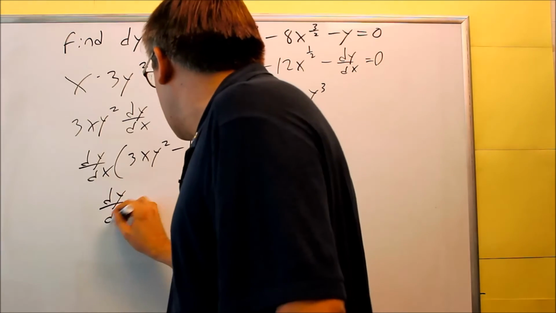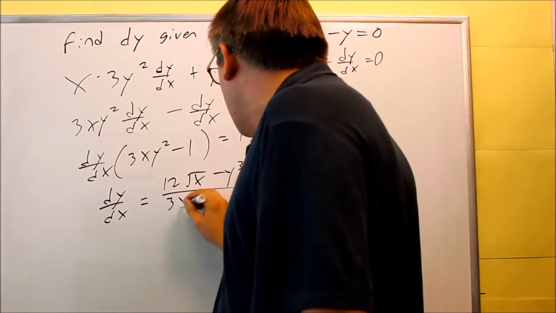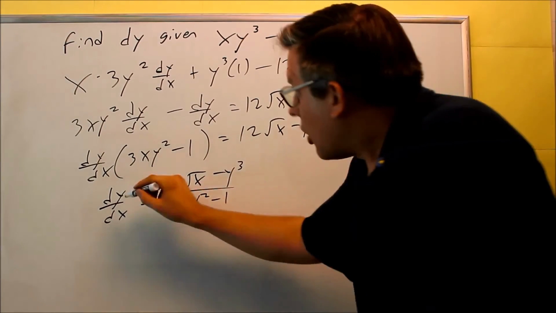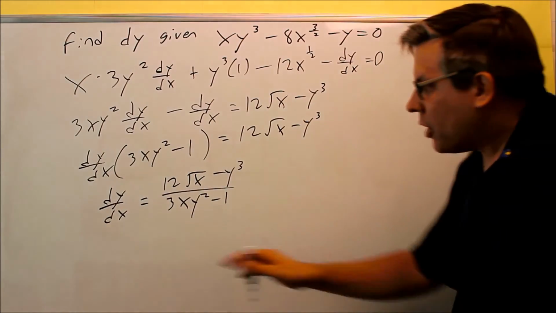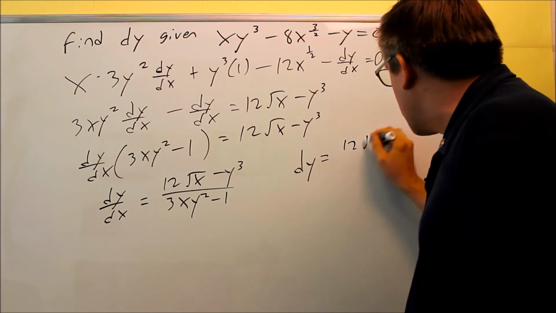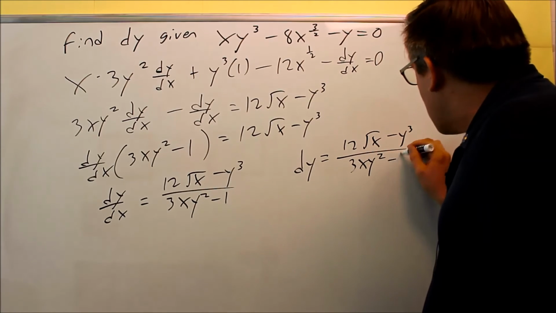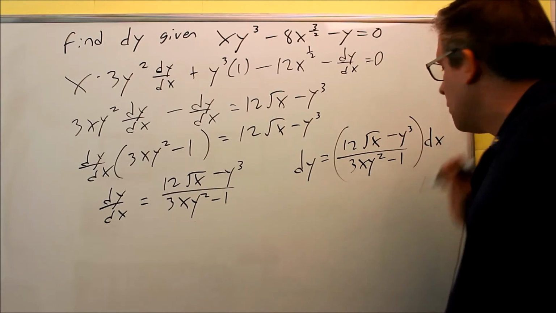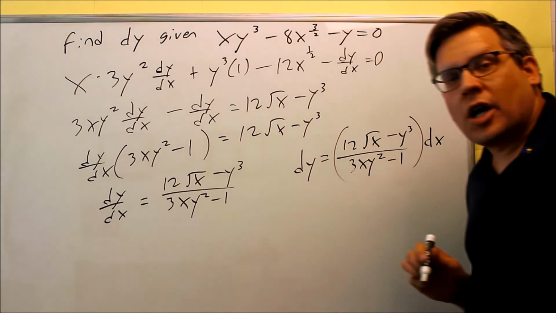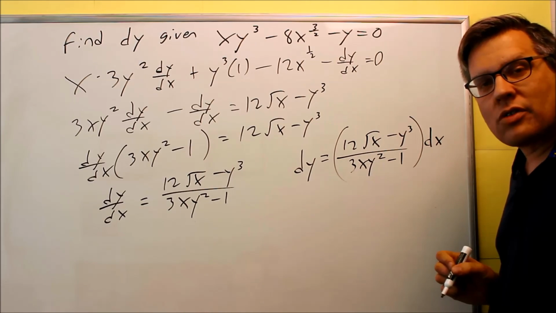Okay, so dy dx is equal to 12 square root of x minus y cubed all over 3x y squared minus 1. Now, what you need to do then is solve for dy, which means that again we're going to multiply both sides of the equation by dx. So if you do that, you get dy is equal to 12 square root of x minus y cubed all over 3x y squared minus 1. And then all this will just be multiplied by the dx on the bottom. So again, we cleared out the fraction by multiplying by the common denominator dx, and then we got that on that side. Therefore, this is your answer, solve for dy.